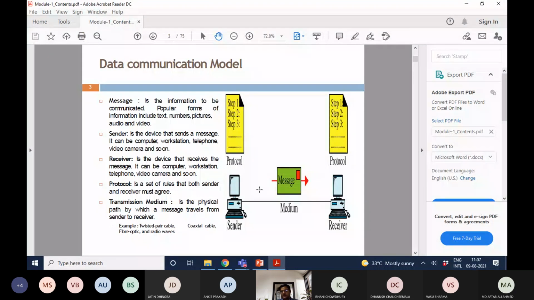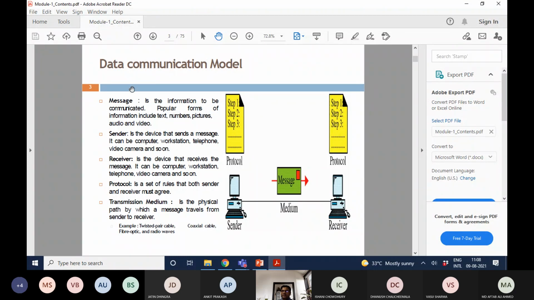Now before going into the detail of the protocol hierarchies, I want to tell you some more concepts regarding networks and communication. We have discussed how data communication is possible. During data communication, mainly a sender will be there and a receiver will be there. The message should be transferred from sender to receiver with the help of a medium, and the protocol gives us stepwise rules and regulations to be followed, like step 1, step 2, step 3.